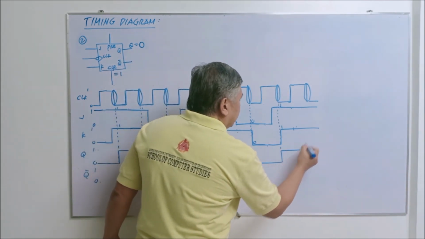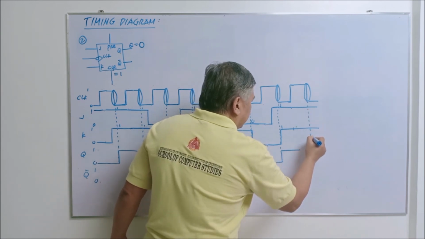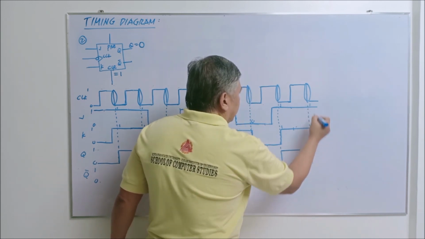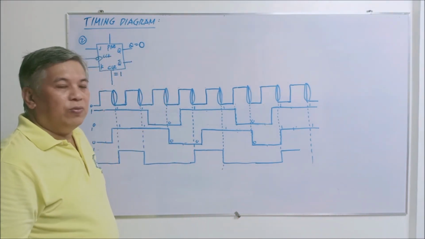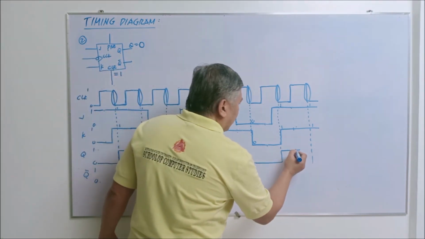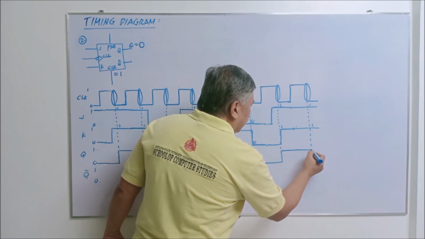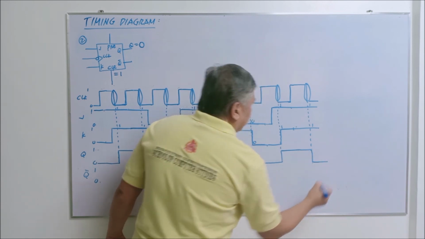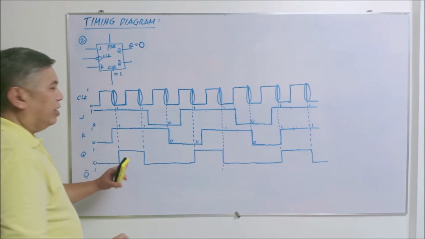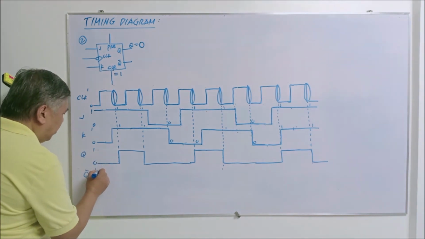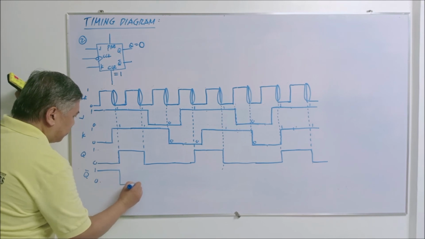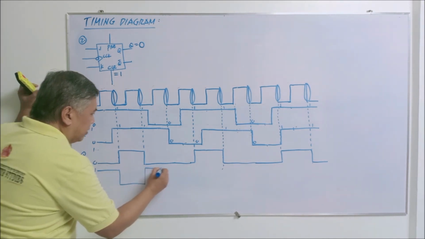And then here, the last negative edge states that your inputs J and K have a value of 1. So again, it will toggle. Last state 1, it becomes 0. So that will be our timing diagram for Q. And the Q bar will be simply the opposite of Q. Like that.